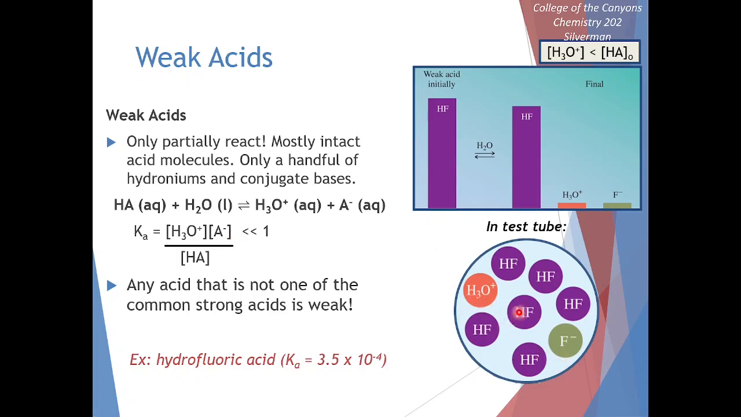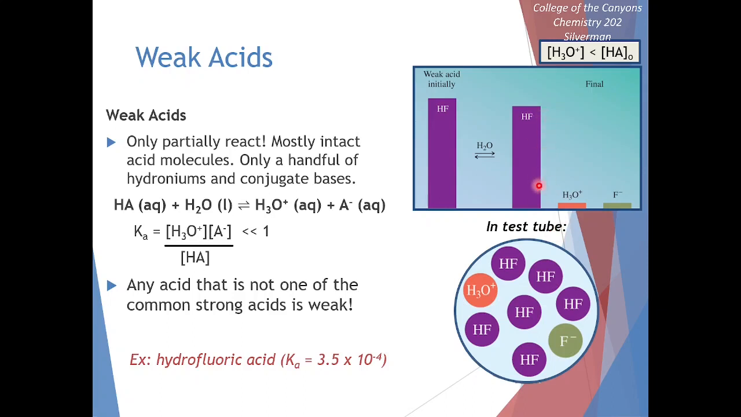We can visualize this. HF, this was our starting weak acid, hydrofluoric acid. In our test tube at equilibrium, we can count them up, 6 hydrofluoric acid molecules. Our 7th hydrofluoric acid molecule has dissociated into F- and H3O+. This is maybe even a bigger exaggeration than it looks like.